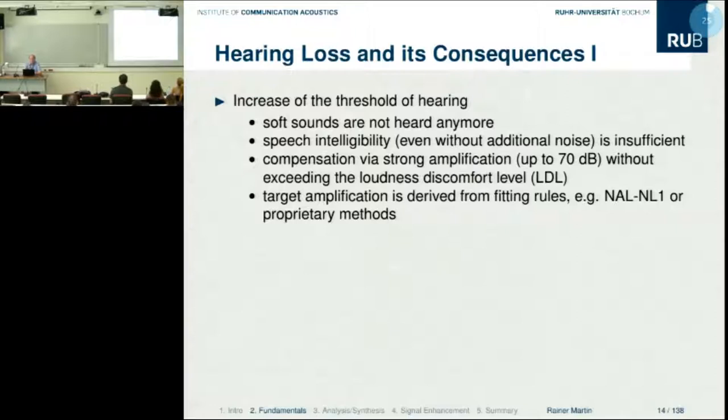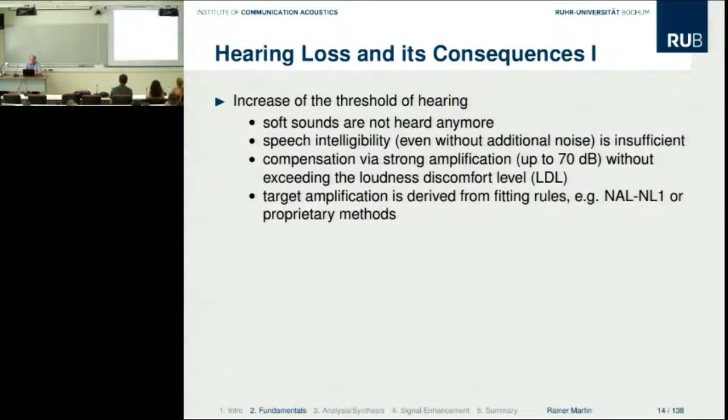So what are the consequences of being hearing impaired or of a hearing loss? The most obvious one is that the threshold of hearing is elevated, so soft sounds are not heard anymore, as explained previously. Speech intelligibility will be insufficient, so you have to ask, well, what did you say? And then at some point, your partner will tell you, well, you better get a hearing aid.